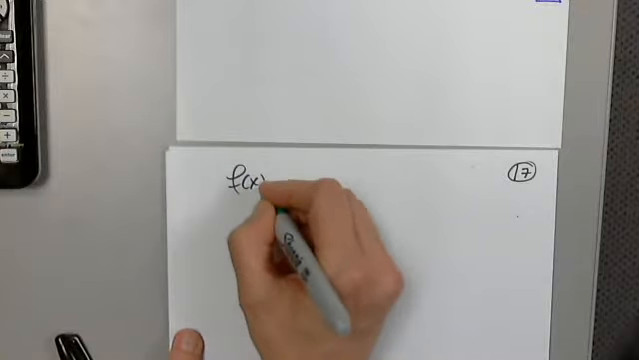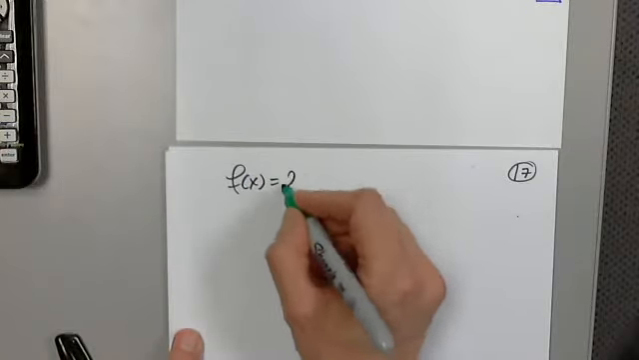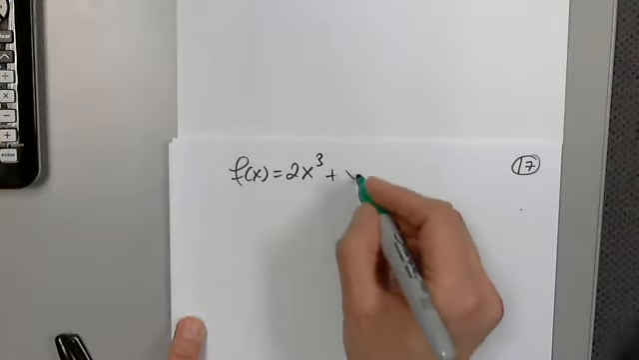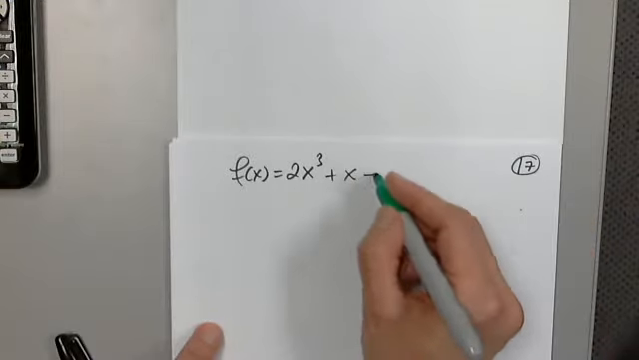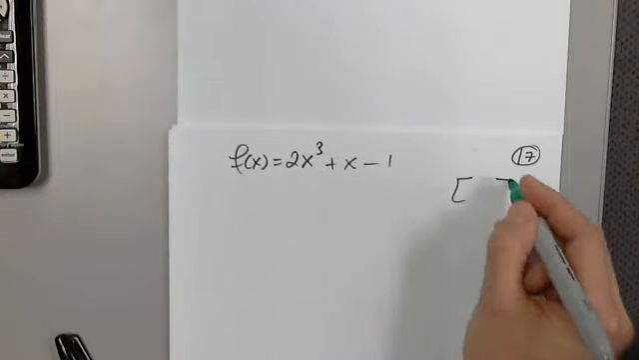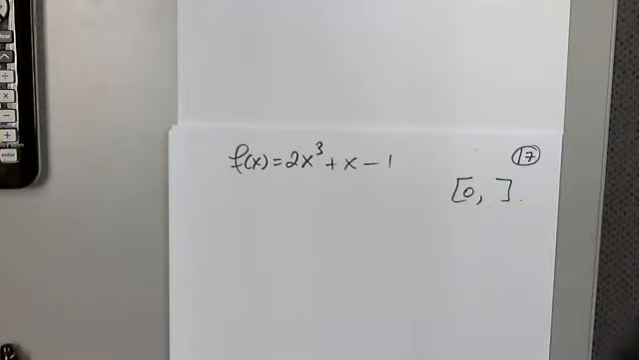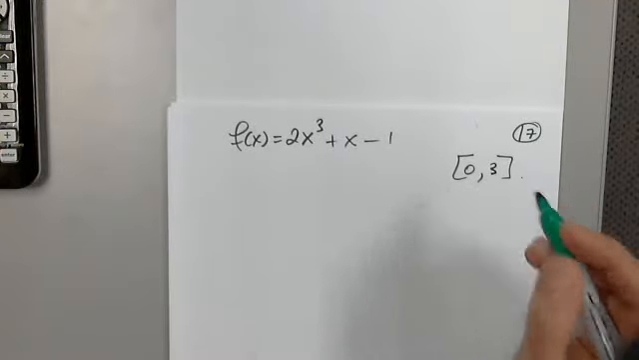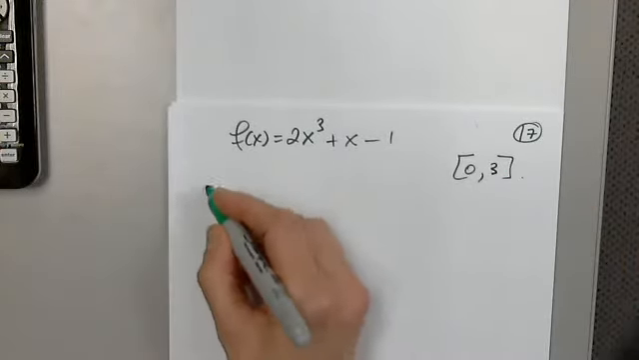Okay, so let's say f of x equals 2x cubed plus x, if you want, minus 1. And let's say the interval is 0 comma, whatever you want. As long as it's 0, it's still okay. 3, perfect. Remember, we have 3 preps.